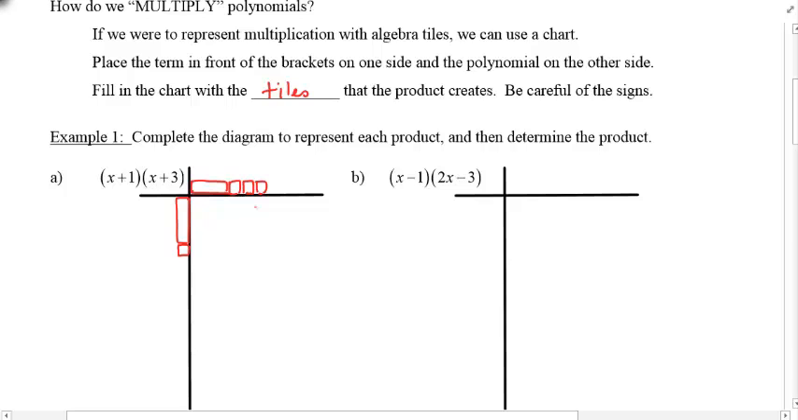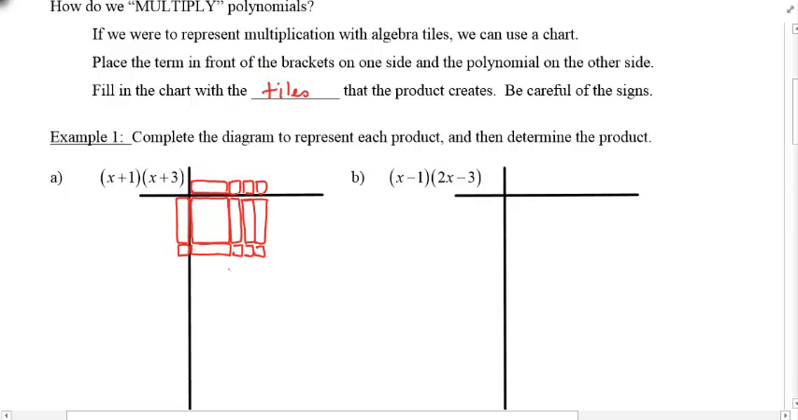So let's go ahead and multiply. When I multiply x times x, that's x squared. There's the nice large square. And then we have x times 1, that's 1 rod. x times the 3, I think there are 3 rods here. And finally, 1, 2, 3 small squares.